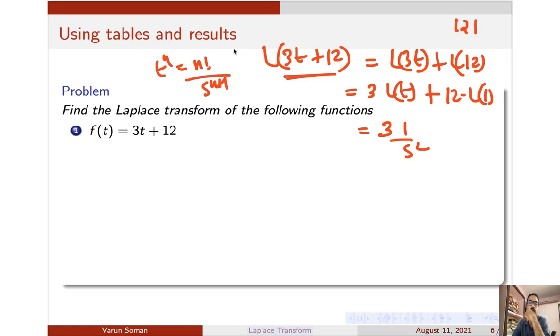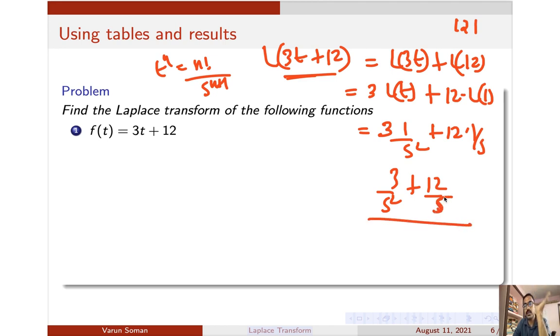So transform of t will be 1 factorial by s square. So 3 into 1 by s square plus 12 into transform of 1, which is 1 by s. So this is the answer. It is simply 3 by s square plus 12 by s. No need to take the LCM or anything. You can just keep it like this. Okay, I hope it is clear.